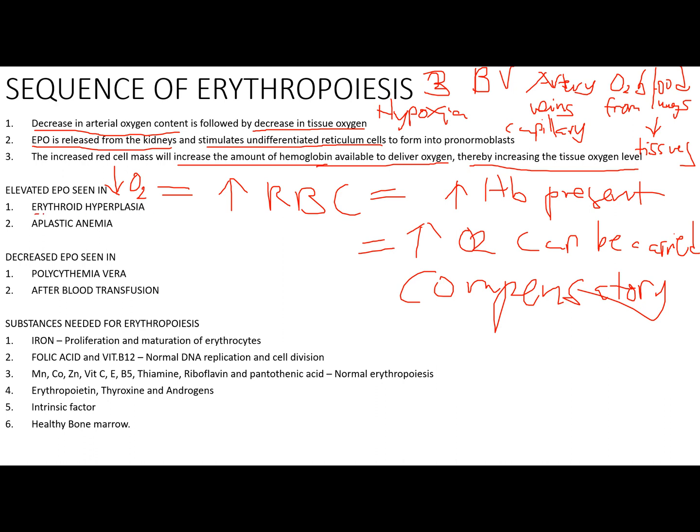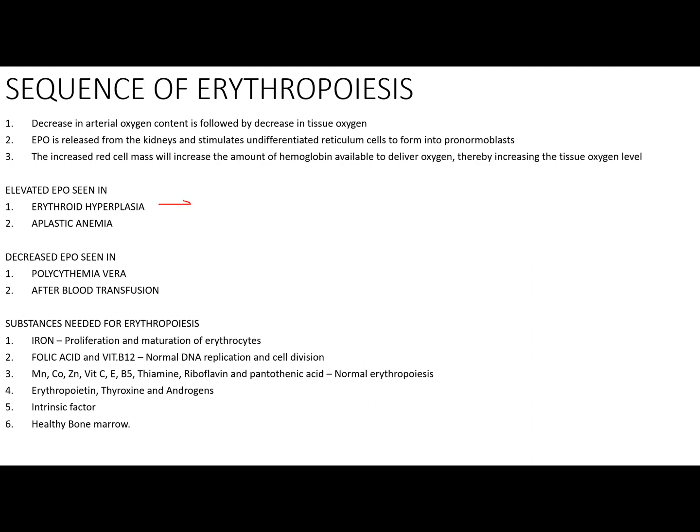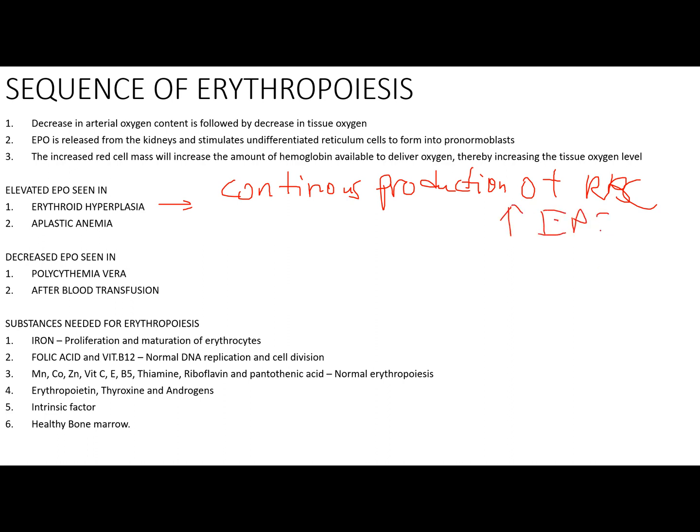Now, if you still remember, when you have erythroid hyperplasia, class, there is continuous production of your red blood cells. And due to that, class, it would cause an elevated EPO. Another one would be your aplastic anemia.